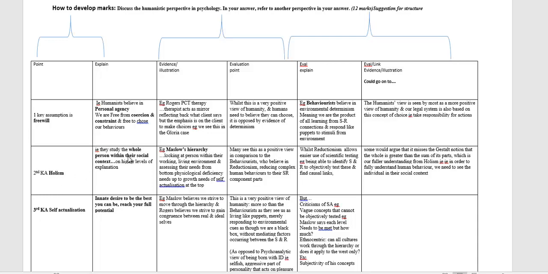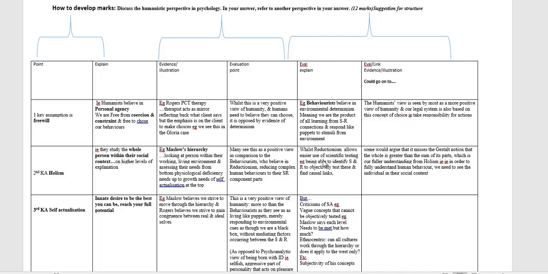In other words, they study the whole person within a social context. So in other words, higher levels of explanation, and you'll learn that with your issues and debates. For example, Maslow's hierarchy. Okay, so we've got a little bit on that which you can pause and just have a read of. And obviously many see this as positive in comparison to the behaviourists who believe in a reductionist idea, reducing complex behaviour down to their stimulus response component parts.